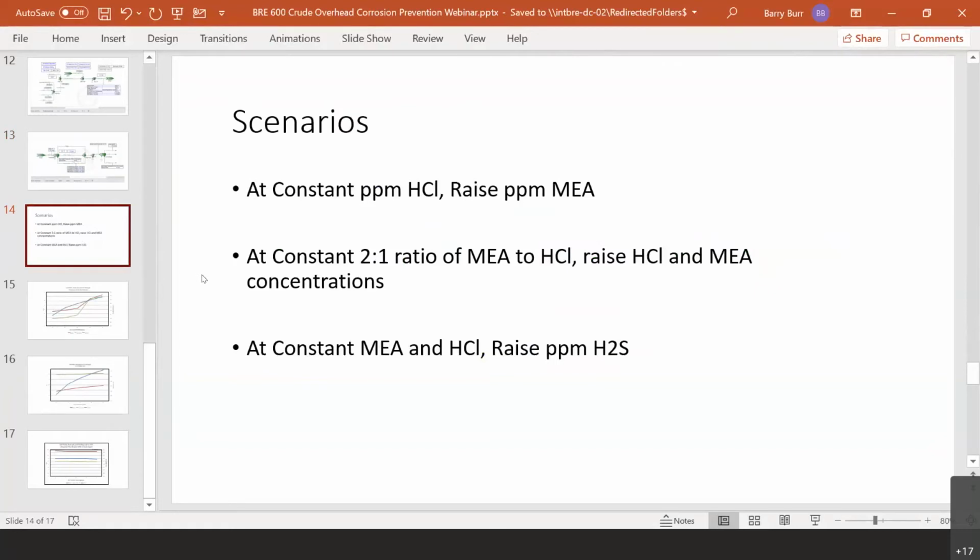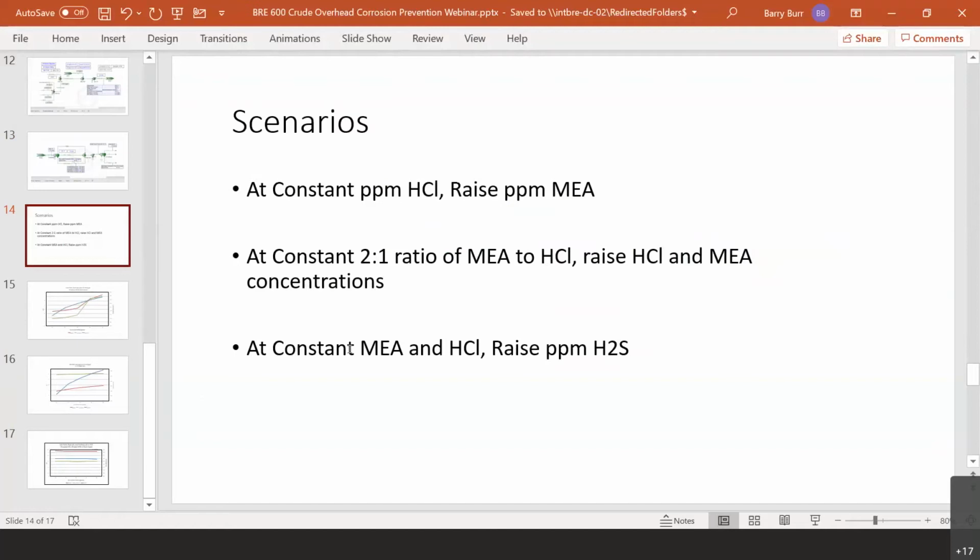So first, I want to show that at a constant HCl composition in the boot water, at a constant HCl load, if we raise the concentration of the MEA, we can see how the salt point and the pHs vary, which is pretty informative. And then we're going to show that at a constant ratio of neutralizer to HCl, as we increase that HCl load, we're going to see how the salt point rises and what the pHs do.